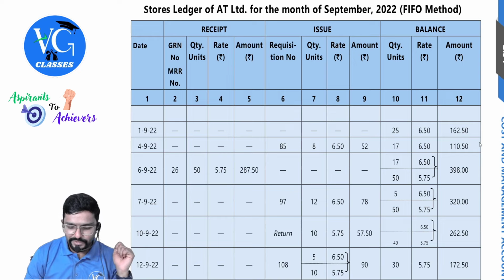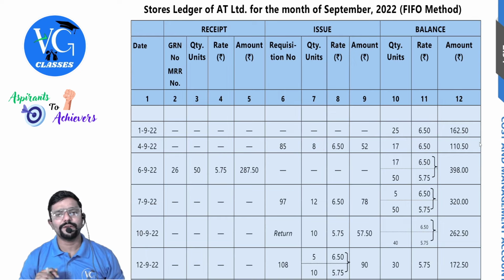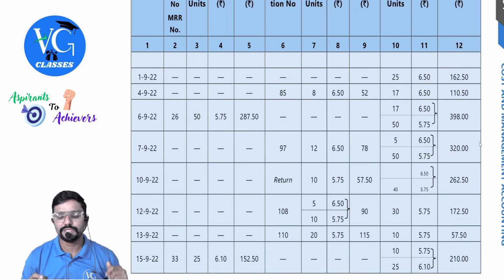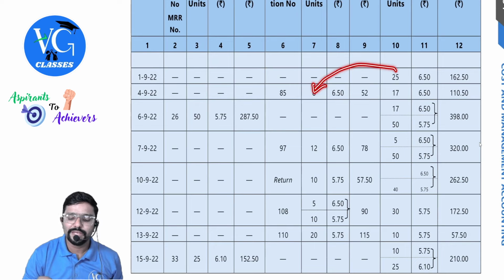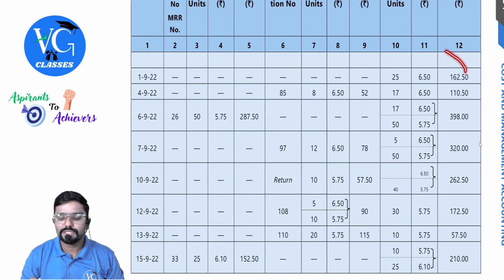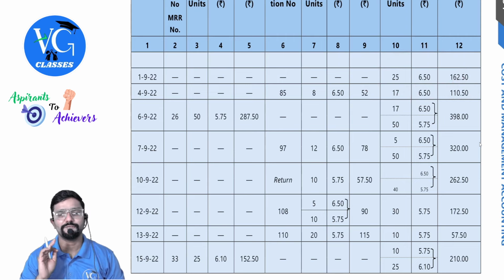Okay, fine. 8 units are issued. I am issuing it at the same 6.5. Okay, sir, 52 rupees. What is the closing stock? 25 minus 8, 17. Then 162 minus 52, 110. The price would be the same 6.5.